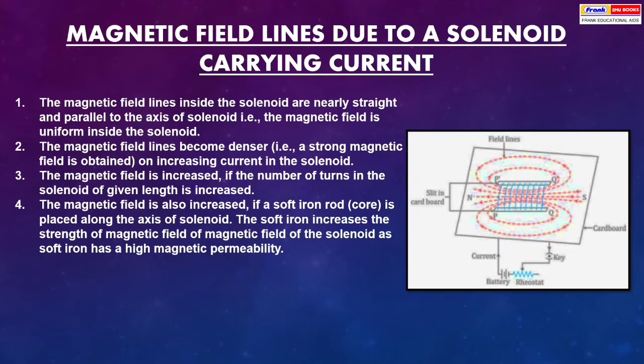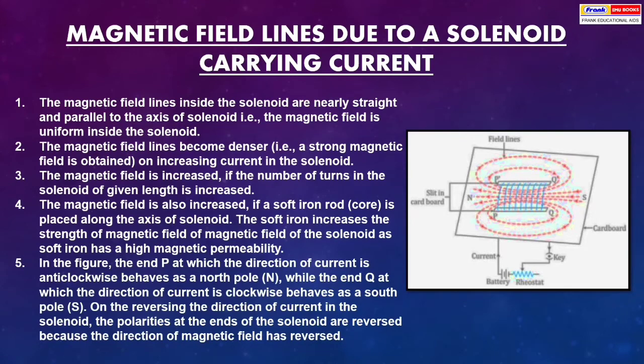The soft iron increases the strength of the magnetic field of the solenoid, as soft iron has a high magnetic permeability. In the figure, the end P at which the direction of current is anti-clockwise behaves as the north pole, while the end Q at which the direction of current is clockwise behaves as the south pole. On reversing the direction of current in the solenoid, the polarities at the ends of the solenoid are reversed because the direction of the magnetic field has reversed.